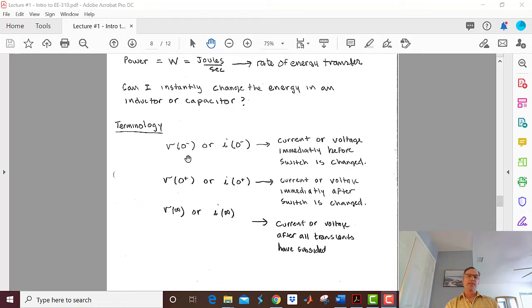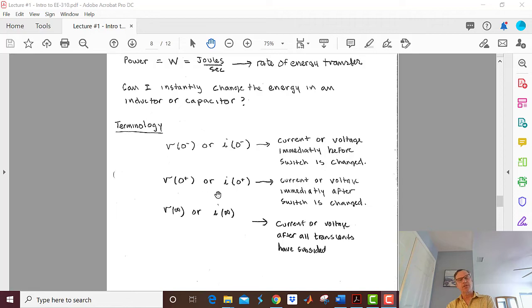We're going to have V at 0 minus or I at 0 minus. And this is the current or the voltage immediately before the switch is changed. In the book, it'll say the circuit has sat for a long time with the switch closed. That means the circuit came to steady state. Anything d/dt is equal to zero. And that's like right before we do this topology change at t equals zero. So we call that V at zero minus or I at zero minus.